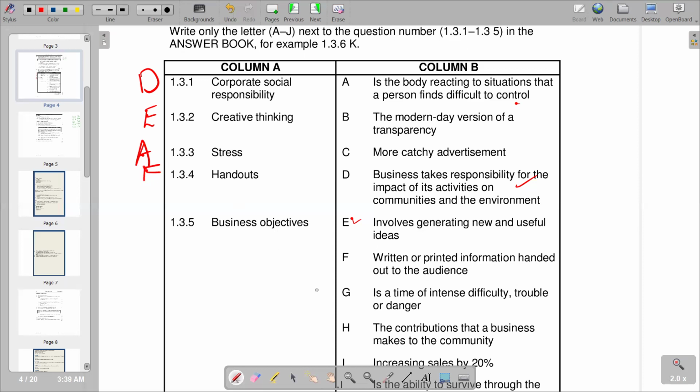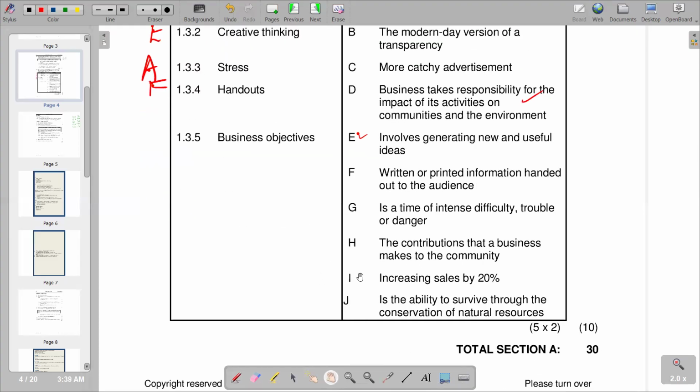Business objectives. We also try to go down to see which one is a business objective. If you go to I, saying increasing sales by 20%, this is basically a business objective. Remember, an objective is something that you want to achieve after a certain period. So we want to increase sales by 20%. So that becomes an objective, and we have I is the correct response that we have.